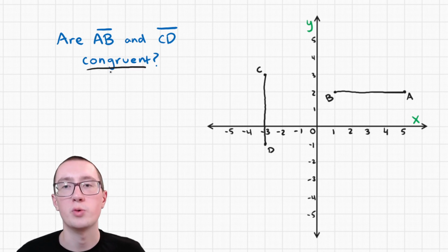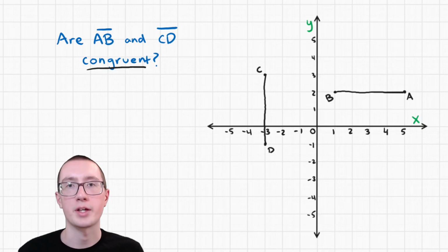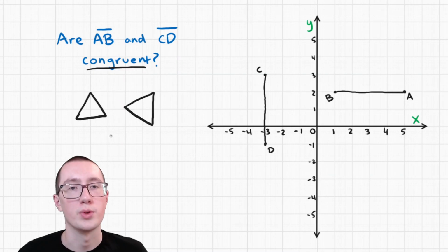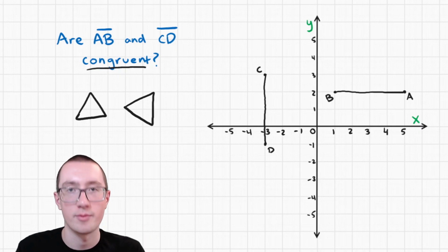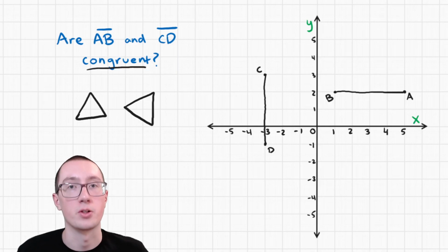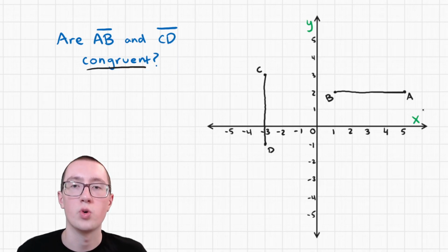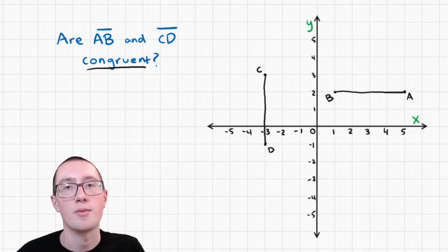So the word congruent basically just means the same, like they look exactly the same, but you are allowed to rotate them. So for example, these 2 triangles here, these would be congruent because even though they're rotated differently, they're the same size and the same shape. So you could just rotate this around to look like this one, and therefore they're congruent. So in this case, these lines would be congruent if they were the same length.